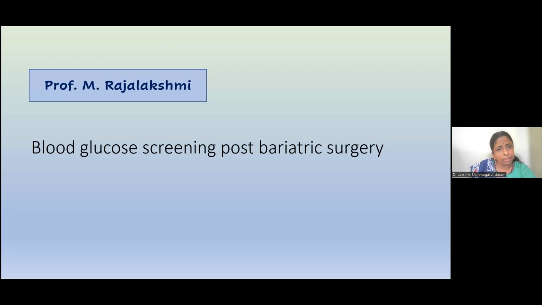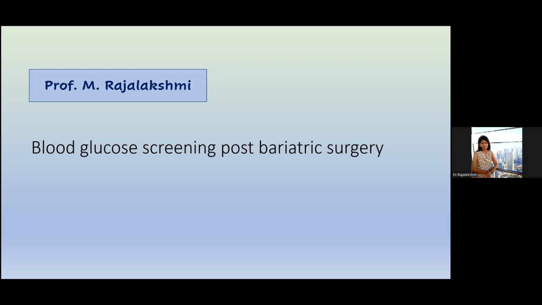Can I ask Professor Rajalakshmi about bariatric surgery? Only because, though we are seeing obese patients, we are also now beginning to see those that have had bariatric surgery. And there was something that I read recently about bariatric surgery and glucose screening. So I just wanted to see what your view on this was, madam.